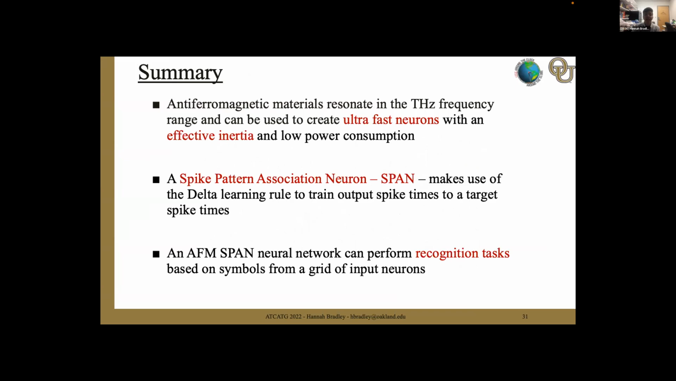In summary, AFM materials resonate in the terahertz frequency range and can be used to create ultra-fast neurons with an effective inertia and low power consumption. A span makes use of the delta learning rule to train output spike times to target spike times. And the AFM span neural network can perform recognition tasks based on symbols made from an input grid of neurons.